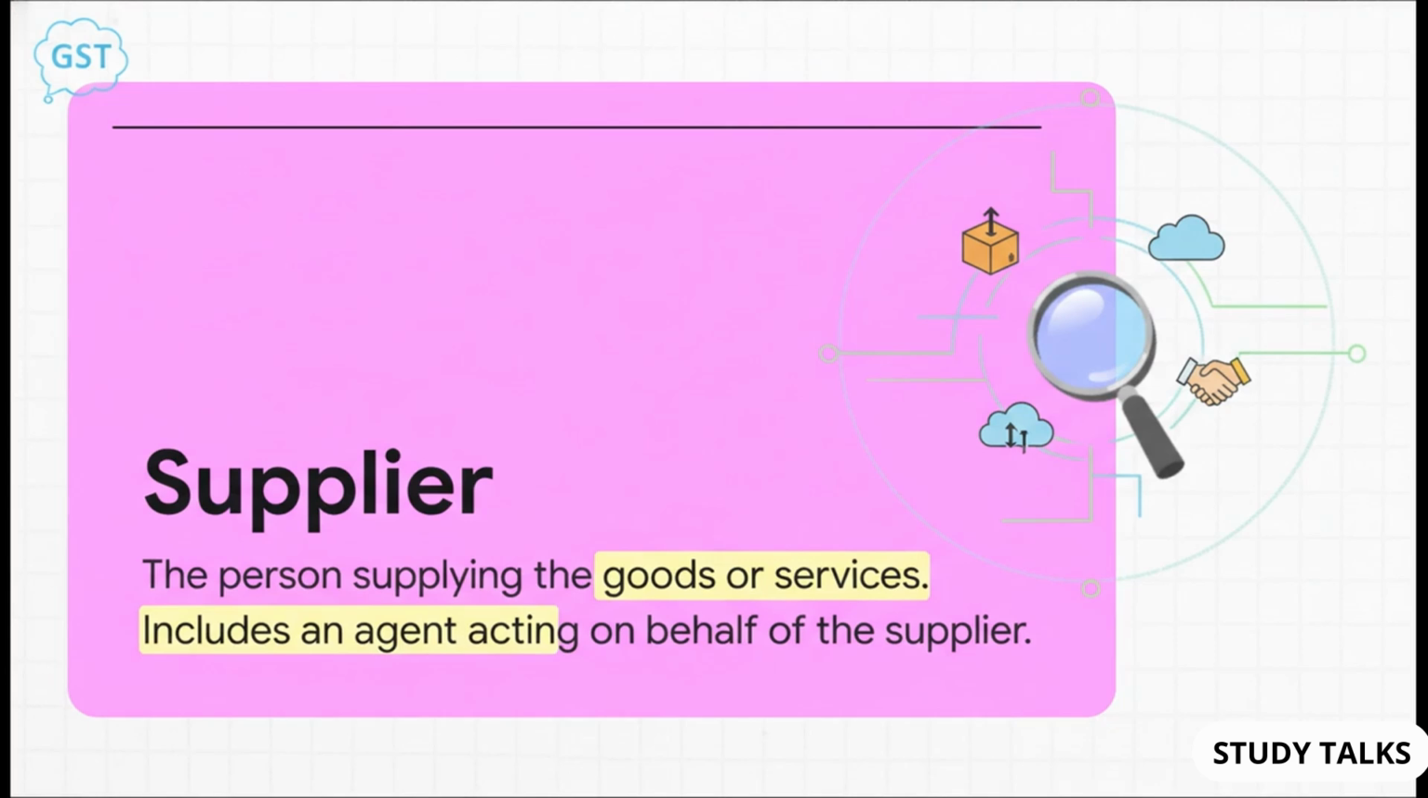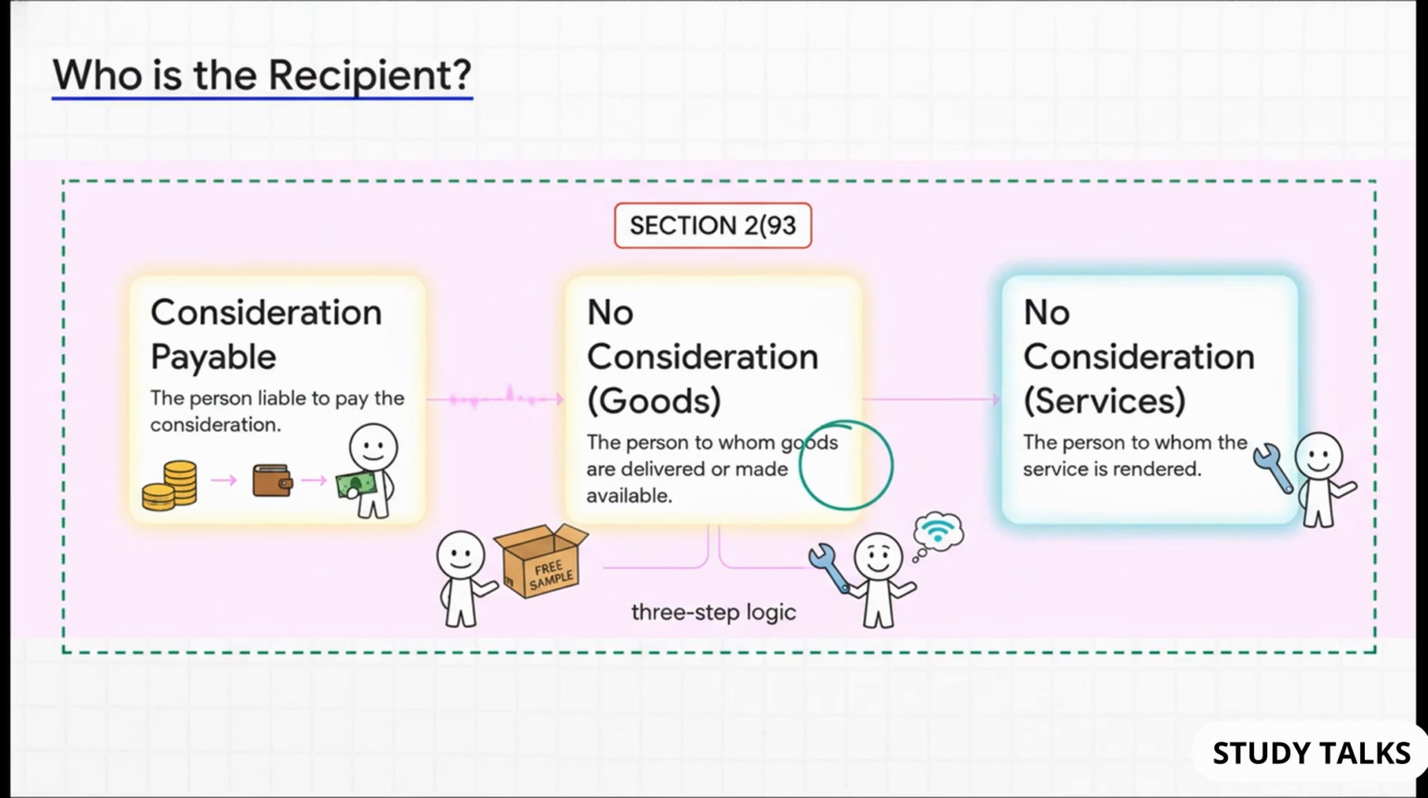Next up, supplier. This one's pretty straightforward, thankfully. Under Section 2(105), it's simply the person who is supplying the goods or services. Oh, and it's important to remember, this also includes an agent who's making the supply on behalf of someone else. Okay, so what about the recipient? Who is that? Section 2(93) gives us a really clear 3-step logic. Step 1. If money is changing hands, the recipient is the person who's liable to pay that money. Simple. Step 2. If you're giving away goods for free, the recipient is whoever you deliver the goods to. And step 3. If you're providing a service for free, the recipient is the person who actually gets that service.